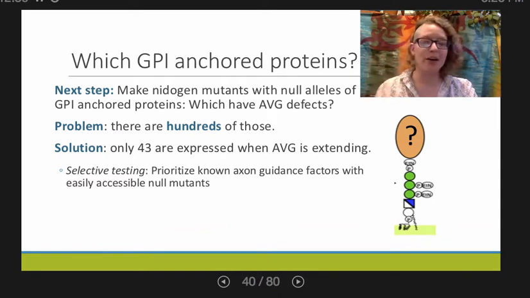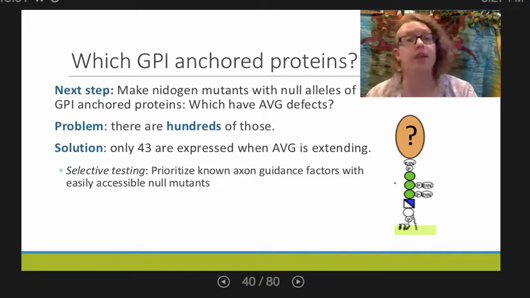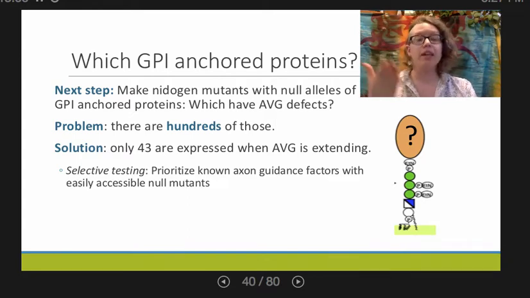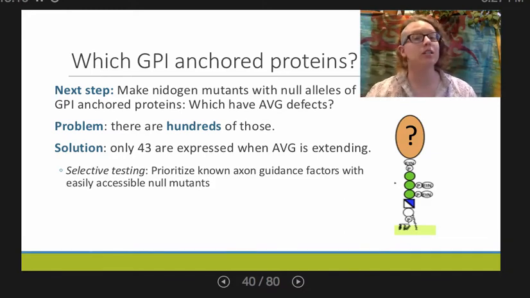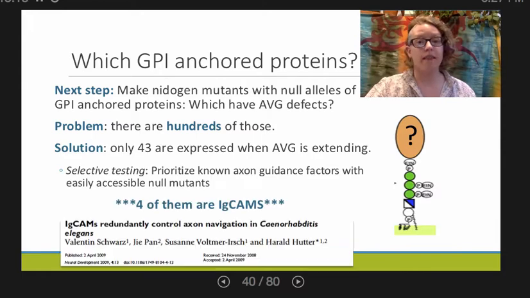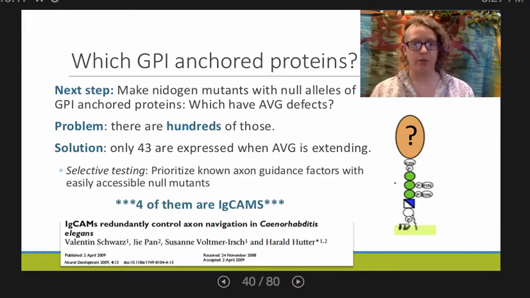Awesome. We're going to prioritize known AVG axon guidance, and we're going to prioritize ones that have easily accessible null mutants. So, at this point in my research, we had been injecting worms like, 10 a week for 3 months, and nothing was surviving, and it was getting really frustrating. And we made this connection of, okay, now we have a list of 43, where do we start? And 4 of them are IgCams.